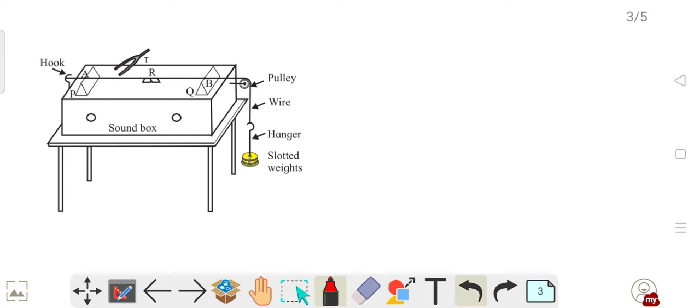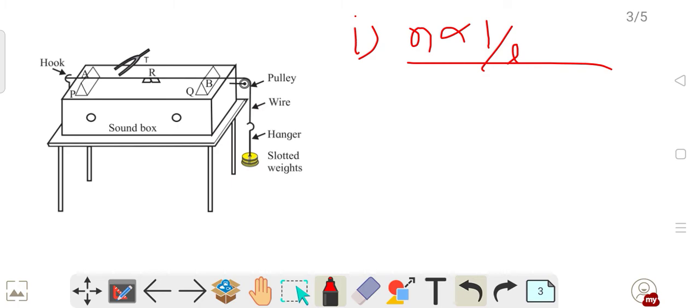Let us see how. What was the first law? Let us first verify the first law of vibrating string. What was the first law? That is, N is directly proportional to 1 upon L. Let us try to verify this law. How can it be verified? Okay, let us try to see.